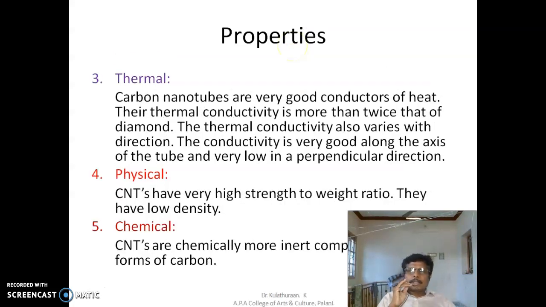Then thermal properties of carbon nanotubes. The carbon nanotubes are very good conductors of heat. Their thermal conductivity is more than twice that of diamond. The thermal conductivity also varies with the direction. The conductivity is very good along the axis of the tube and very low in perpendicular directions. Then physical properties. The carbon nanotubes have a very high strength to weight ratio, and they have low density. Then chemical properties. The carbon nanotubes are chemically more inert compared to other forms of carbon.